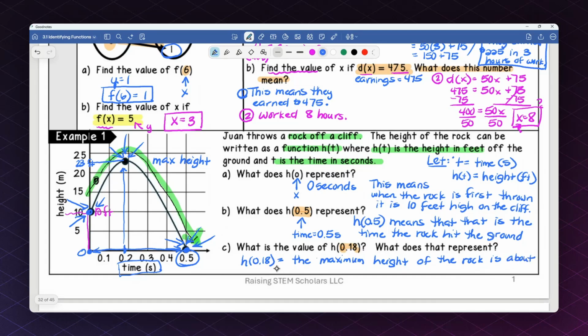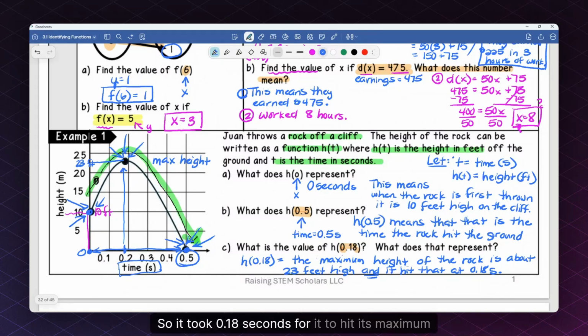about 23 feet high. And the other thing that we can tell, it hit that at 0.18 seconds. Okay, so it took 0.18 seconds for it to hit its maximum height. So each one of these numbers tell us something. And so it's taking the time to read the graph or read the equation and trying to think, okay, what do these numbers actually mean?